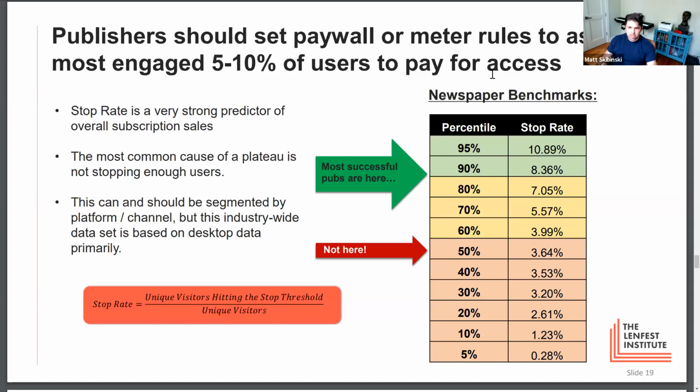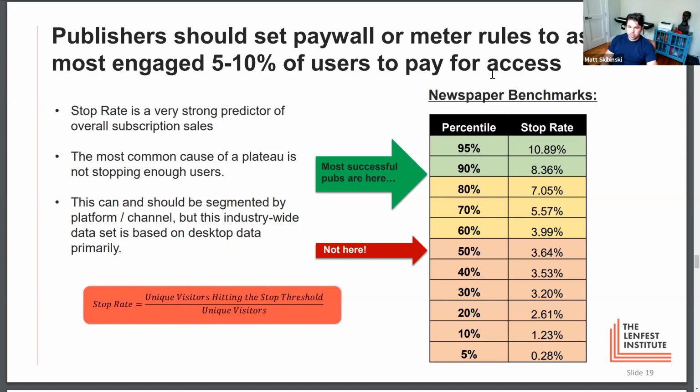So this is a benchmark of what we call stop rate. It's basically the percentage of your audience that reaches the limit or threshold where they're asked to pay. That could be because certain articles are just behind a paywall and they click it. It could be because they exhaust their free articles under a metered model. And you can see that the median is actually quite low. A lot of publishers are not asking a substantial percentage of their audience to pay.